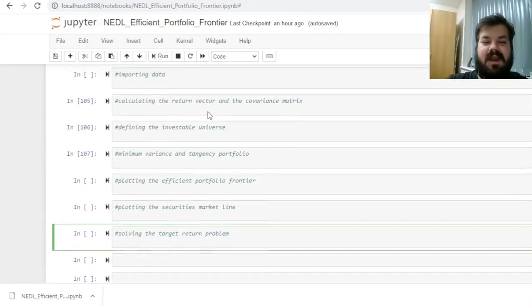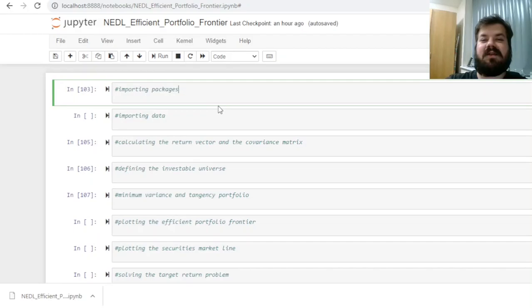My name is Sava, and today we have got an ambitious task on our hands: to build efficient portfolio frontiers using matrix algebra and real-world data in Python from scratch. So first of all, we need to import 4 distinct packages that would simplify our job tremendously.